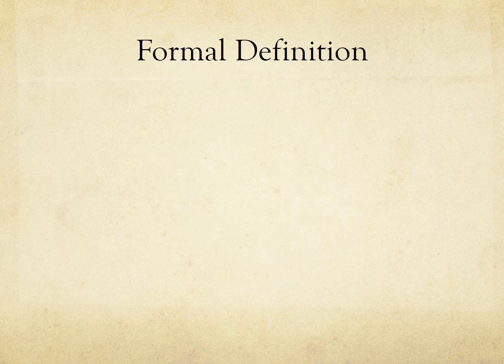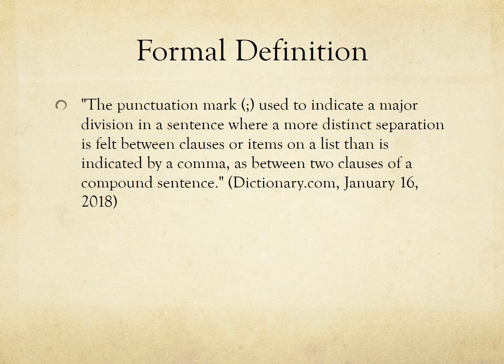the formal definition. The punctuation mark used to indicate a major division in a sentence where a more distinct separation is felt between clauses or items on a list than is indicated by a comma, as between two clauses of a compound sentence. Also, a fun fact is that this semicolon came into existence in 1935-1964. So luckily for us, someone felt we need to have a moderate pause between two sentences. You can thank that person.